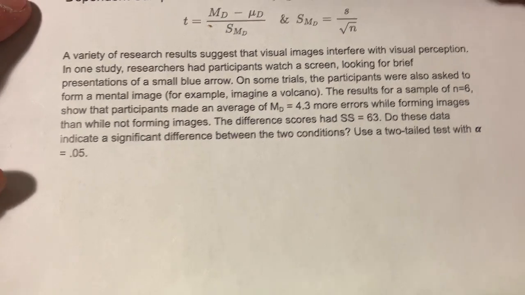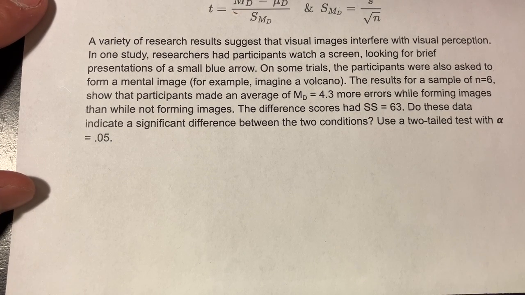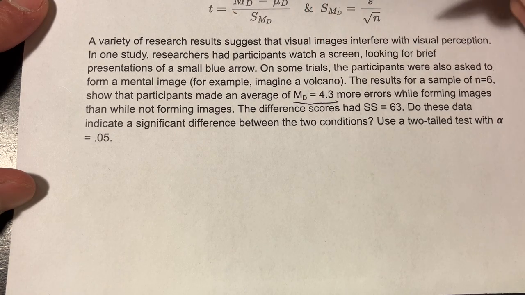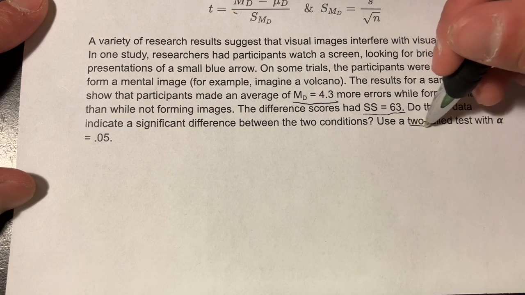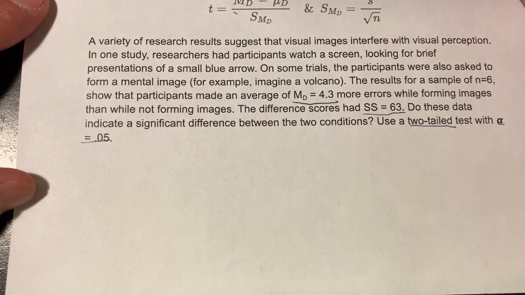So let's go ahead and start working out this problem. The first thing that we do is we identify the information that we're going to need. So obviously we're going to need this. We're going to need the sum of squares. We need to know that it's going to be a two-tailed test and that our alpha level is going to be 0.05. We need to know the sample size.